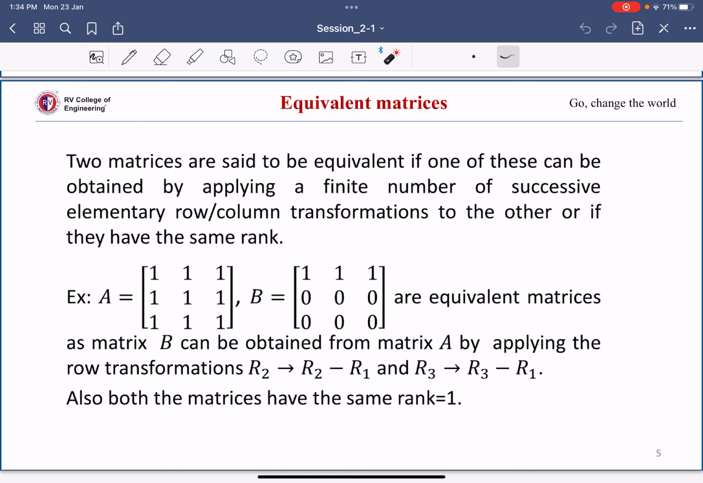In the next session, we shall discuss a few examples of reducing a matrix to echelon form and RREF, and hence obtaining its rank. Thank you.